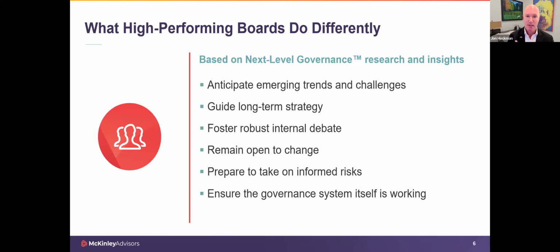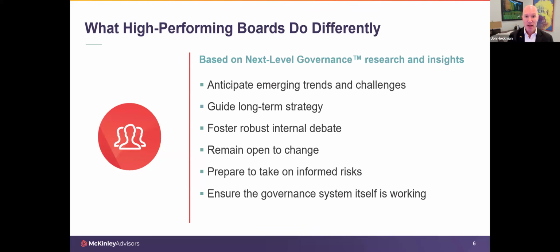So, next level governance, you will hear that phrase repeatedly from us because that's the moniker we've put on our work. But what do we really hear there about what high performing boards do differently? We've got a list of bullets here, and over the course of our time together today, we will unpack these in more specificity. But first, the anticipation of emerging trends and challenges. Certainly everyone here is probably familiar with ASAE and that foresight orientation.